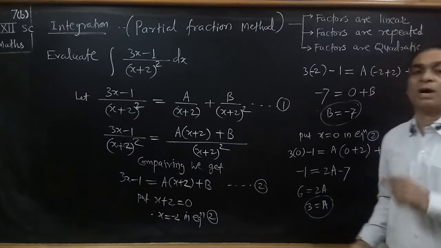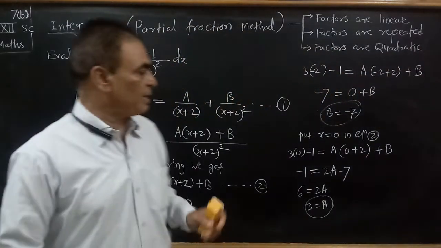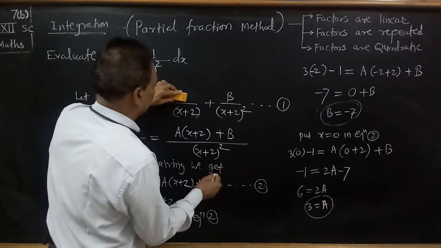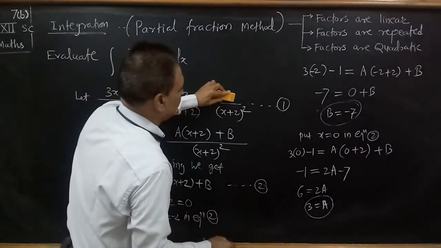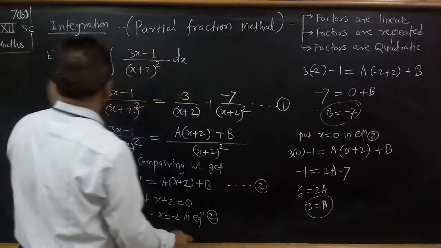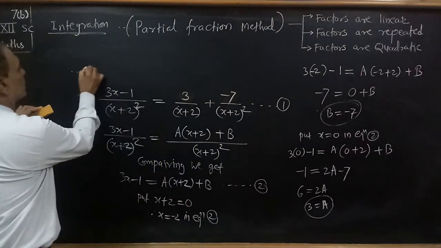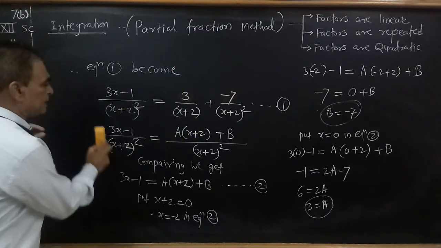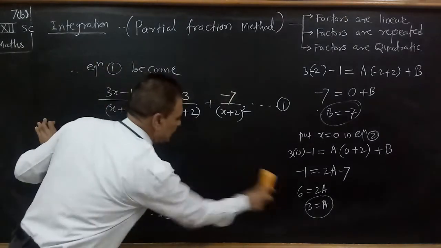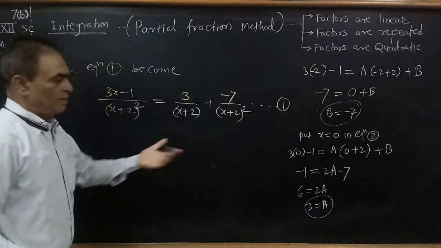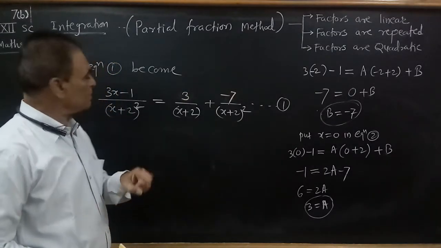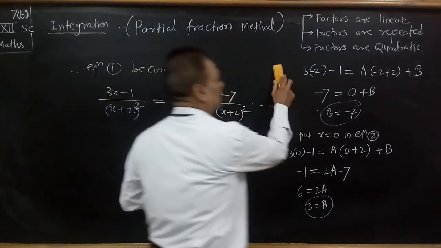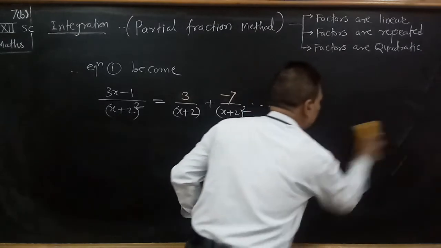Therefore, equation 1 becomes like this. Once you get the values of A and B, put these values in the proper place, meaning replace A equal to 3 and B equal to minus 7 in equation 1. And then you can take the integration of both sides. On the left hand side is our question, and on the right hand side you will get simple polynomials. Using the partial fraction method, we reduce the given expression to a sum or difference of simple fractions. Okay, now integrate both sides.